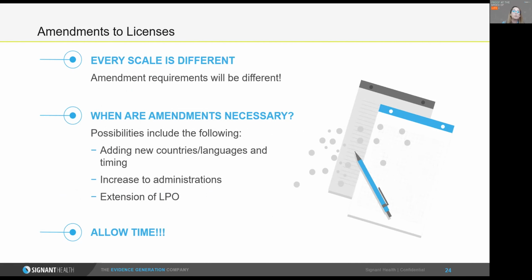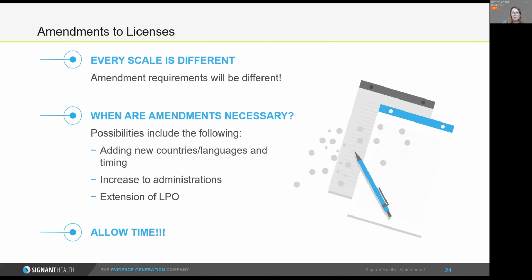Some copyright holders require an amendment, some may not. So again, every scale is different. You have to reach out to the copyright holders directly, finding out if amendments are going to be needed. If they are needed, it's possible because you're adding a new country, adding a new language. Again, this always changes what you thought in the beginning of the study with so many countries. Maybe a country drops. Maybe you need to change it for whatever reason.